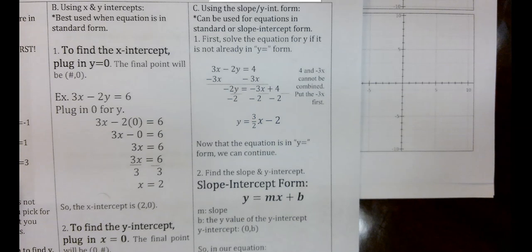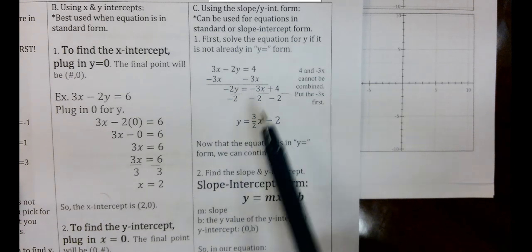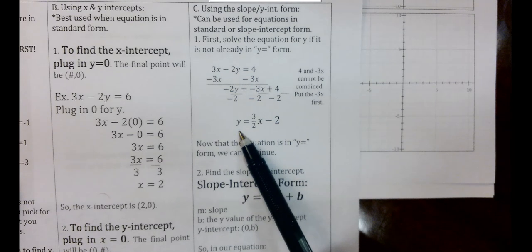Using the slope and y-intercept form of a line, this really has to be solved for y first in order to see the slope and the y-intercept. So we're going to do that first in our problem. We've already actually worked this part in the first part of number 1.